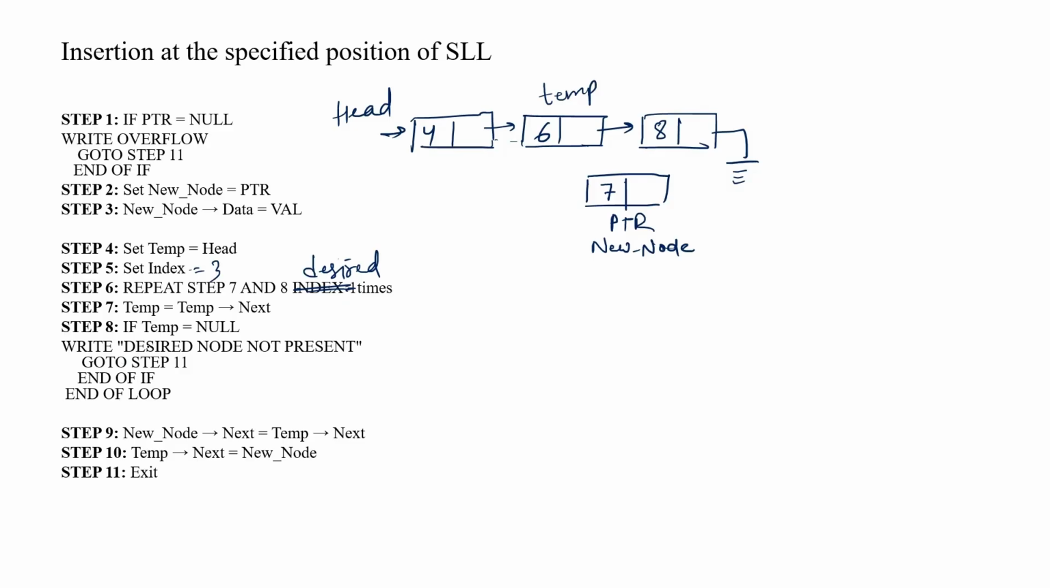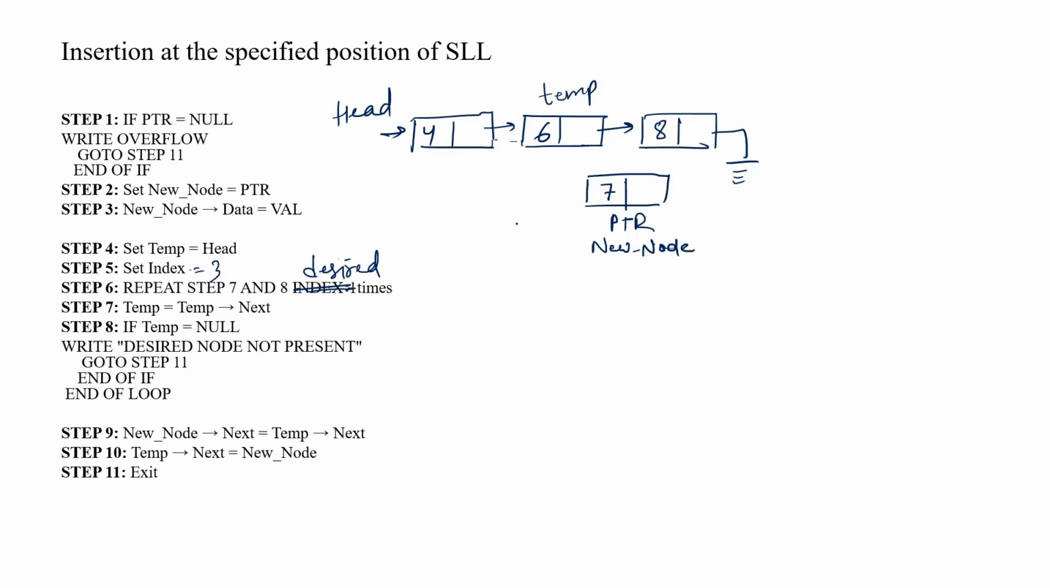Step number 8, why are we doing temp is equal to null? Because if we want to insert the node at the 10th position, and if we have a smaller number of nodes in the linked list, then we can print that the desired node is not present, because before that we will get temp is equal to null. That's why in step number 8 we will always check every time whether the temp is present or not. So finally, the temp will come after step number 8.